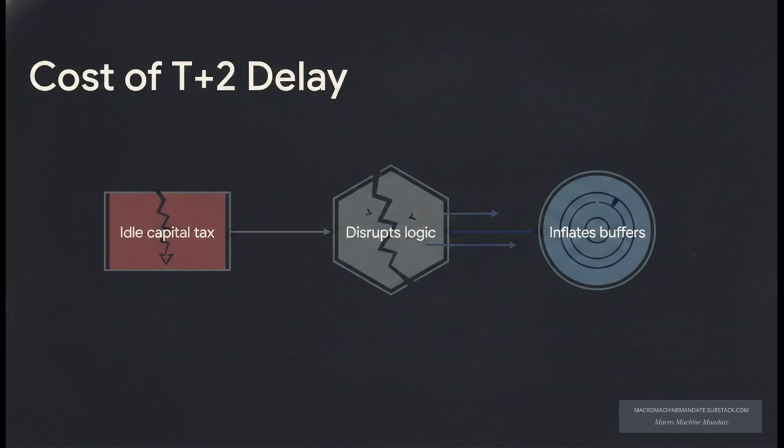Well, idle capital stops being a safety net and starts acting like a massive structural tax on an automated system. It disrupts continuous treasury logic, it drastically inflates the need for working capital buffers, and it makes outcomes entirely unpredictable for machines that are trying to optimize global supply chains in real time.